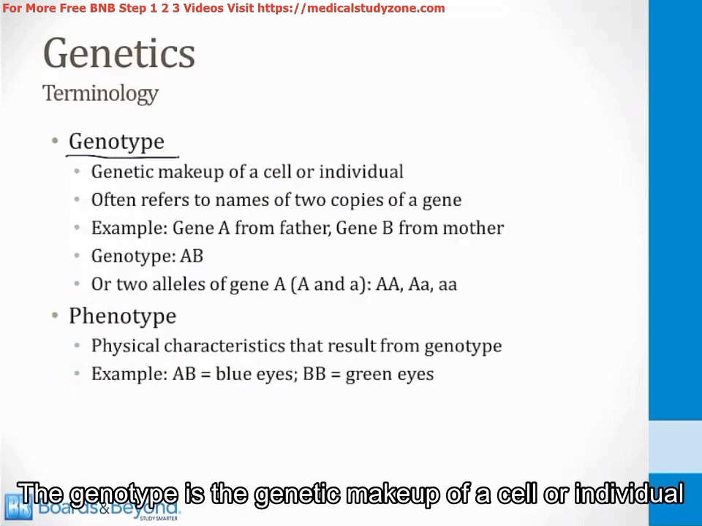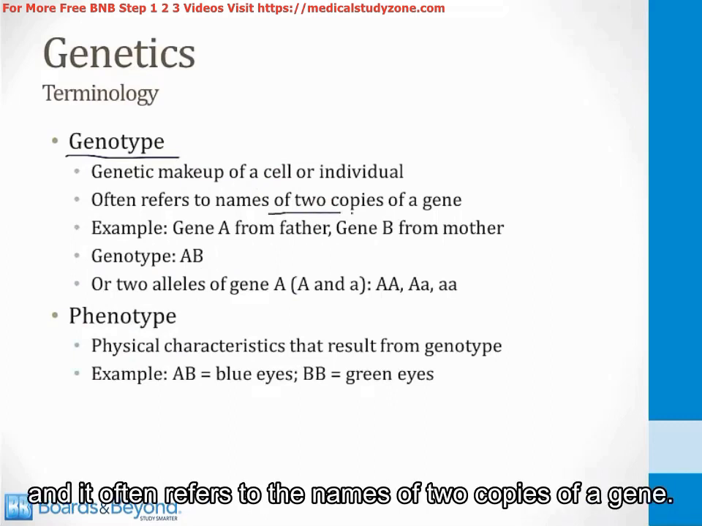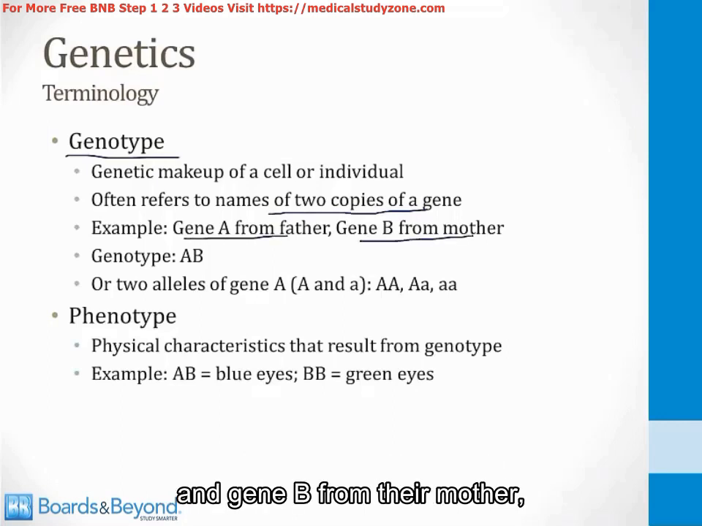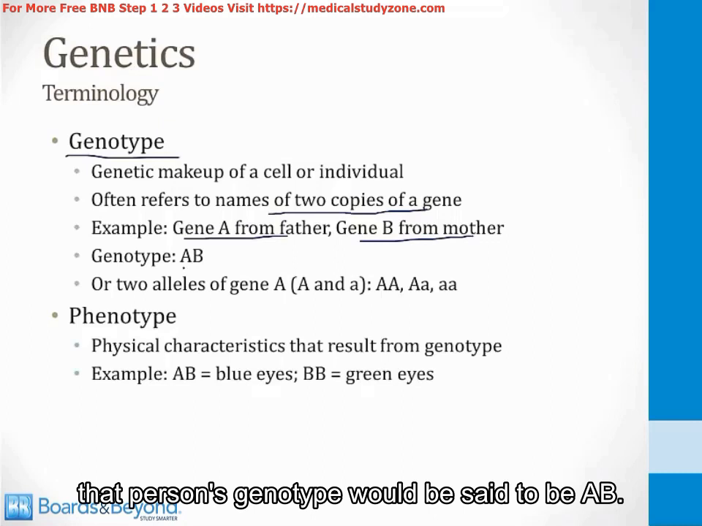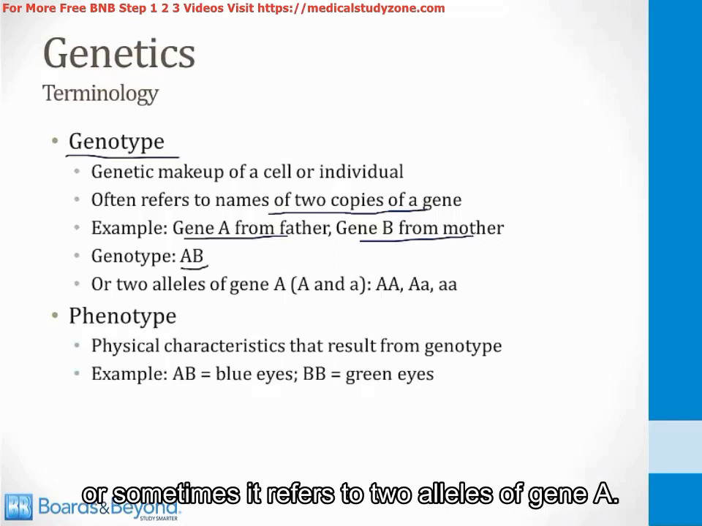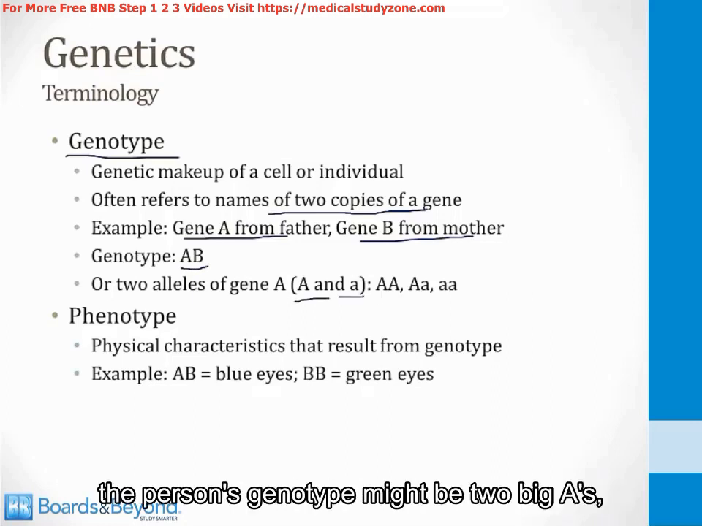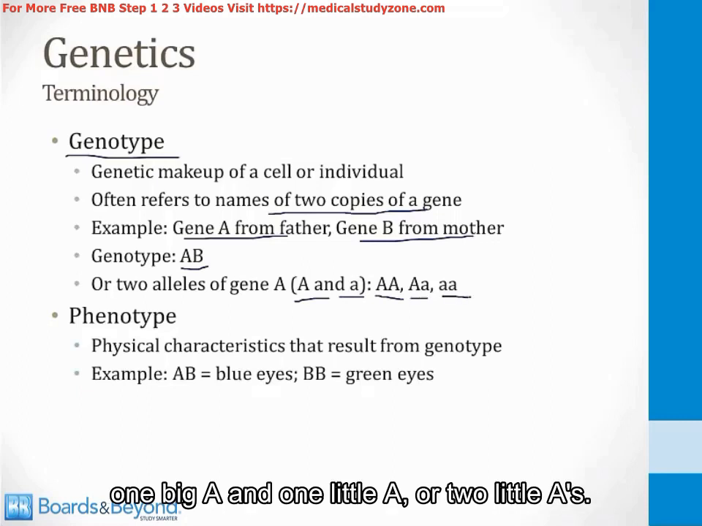The genotype is the genetic makeup of a cell or individual, and it often refers to the names of two copies of a gene. For example, if a person inherited gene A from their father and gene B from their mother, that person's genotype would be said to be AB. Or sometimes it refers to two alleles of gene A. For example, if gene A comes in the form big A and the little a form, the person's genotype might be two big A's, one big A and one little a, or two little a's.